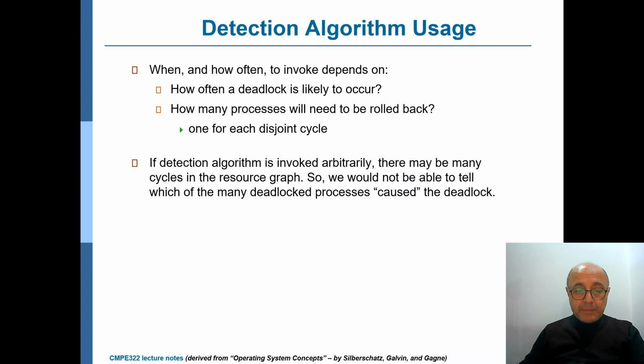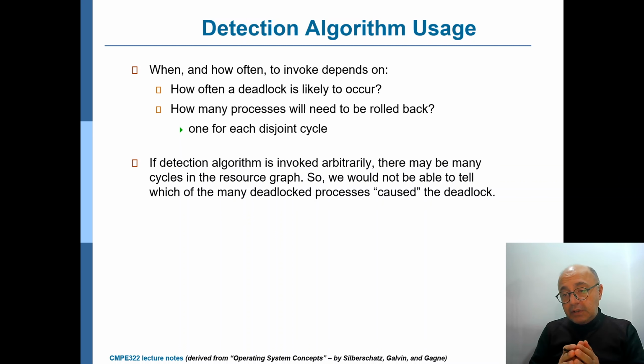That's also important. If the detection algorithm is invoked arbitrarily, there may be many cycles in the resource graph. We would like to be able to tell which of the deadlocked processes, because there will be many of them since you have delayed the running of the algorithm for so long. So which one actually created the cycle? Which one completed the cycle?